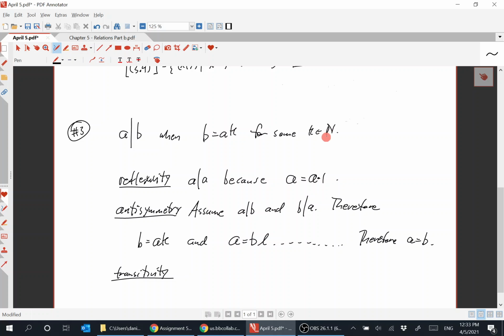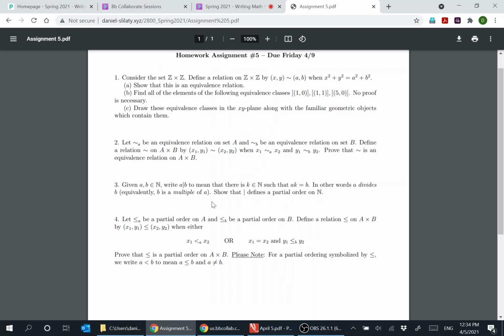Oh, I didn't. So for A, B in N, A divides B when. Right, so it's a relation on the natural numbers, including 0. You can include the 0 in there or not. 0 divides nothing, of course, and everything divides 0, so it's not an interesting element of that partially ordered set, but you can include it if you want. All right, so show that's a partial order.